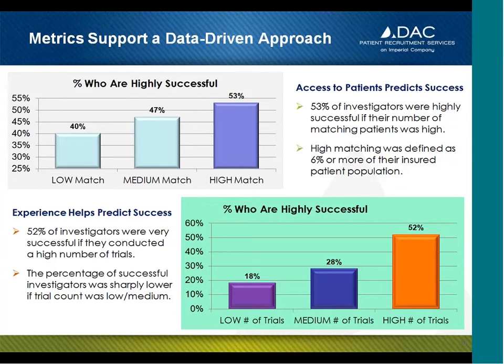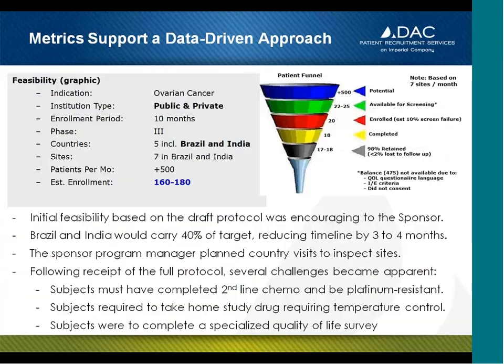So this was for a multinational phase 3 ovarian cancer program for a large international pharmaceutical company. And the study was going to take place in 5 countries, including Brazil and India, 2 emerging markets, if you will. So the initial feasibility analysis was conducted using the draft protocol that was provided by the sponsor. And the analysis took place where sites were approached and talked to about the study, and in some cases visited and analyzed as potential sites for the program.